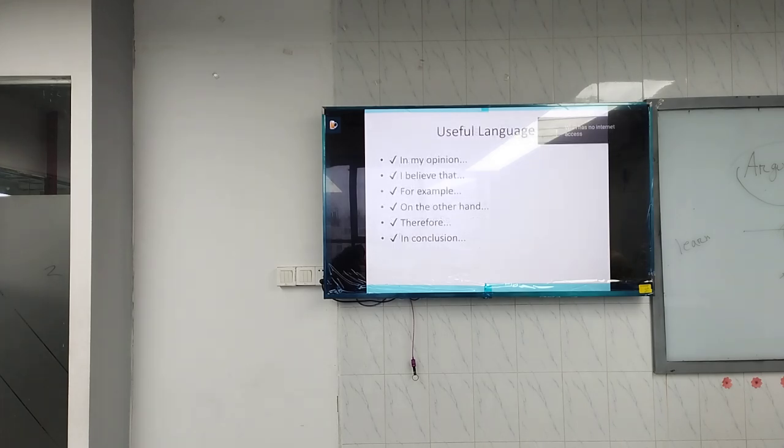So some useful languages, write it down. These languages will help you to write an argumentative paragraph.